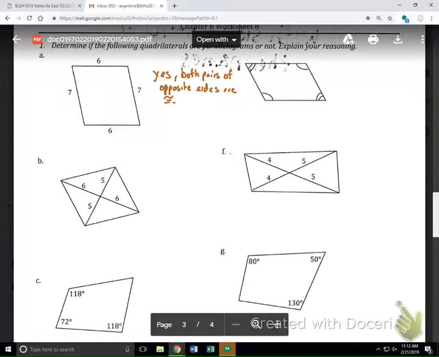I'm going to go to E next. We're going to work first row, second row, third row. So here you see the congruent angle marks. Is this one a parallelogram? Yes. And how did you know it? Because both angles are congruent. Yes, because both opposite pairs of angles are congruent.